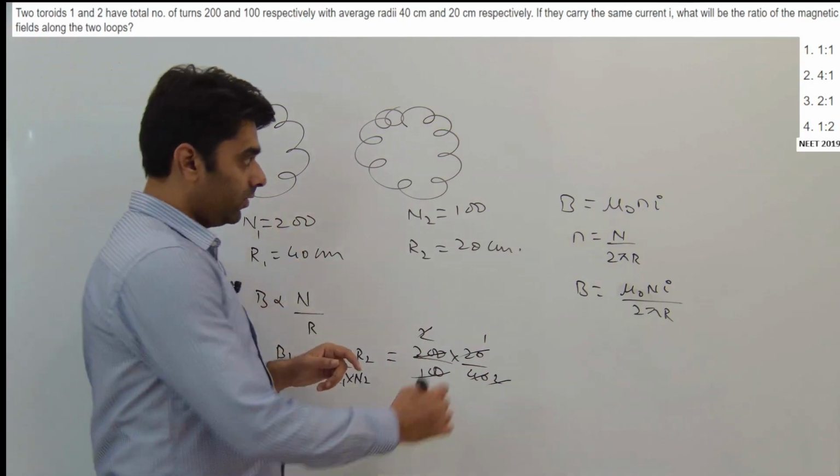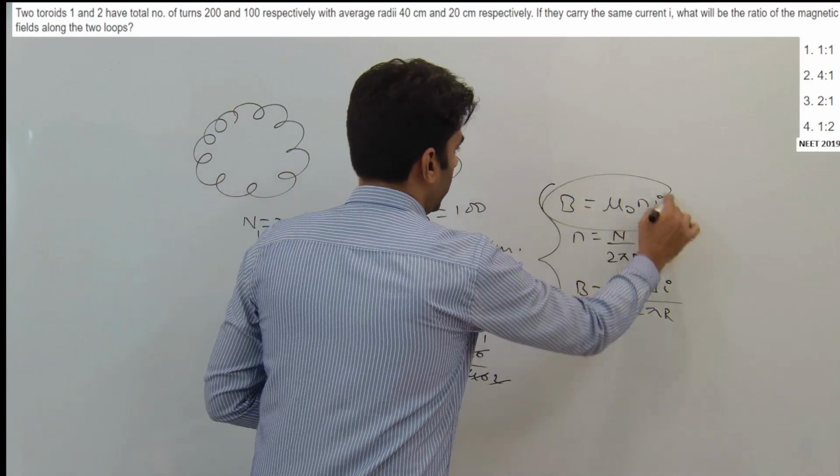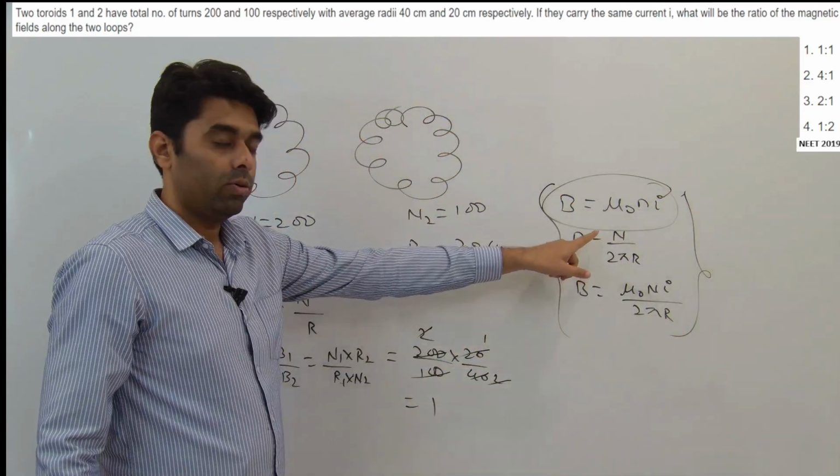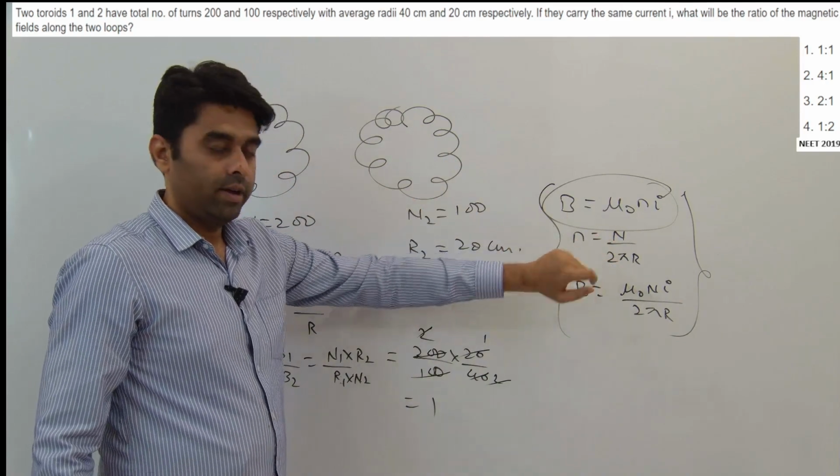Please see the procedure, what is done. This is your magnetic field due to a toroid, and small n over here is the total turns per unit length. Let's move ahead.